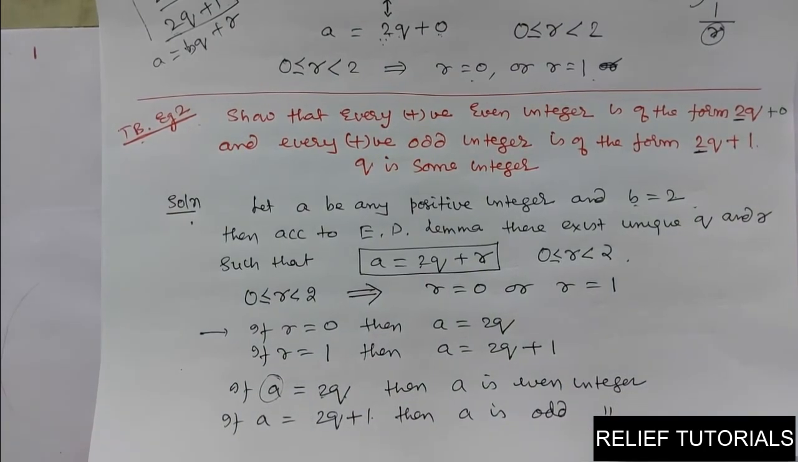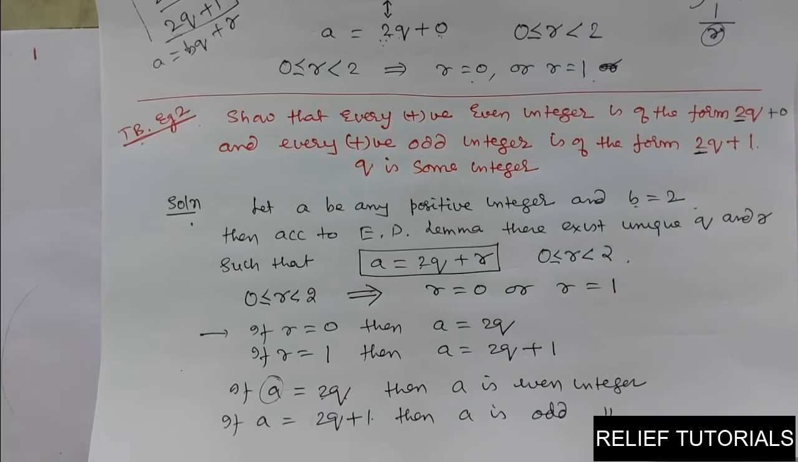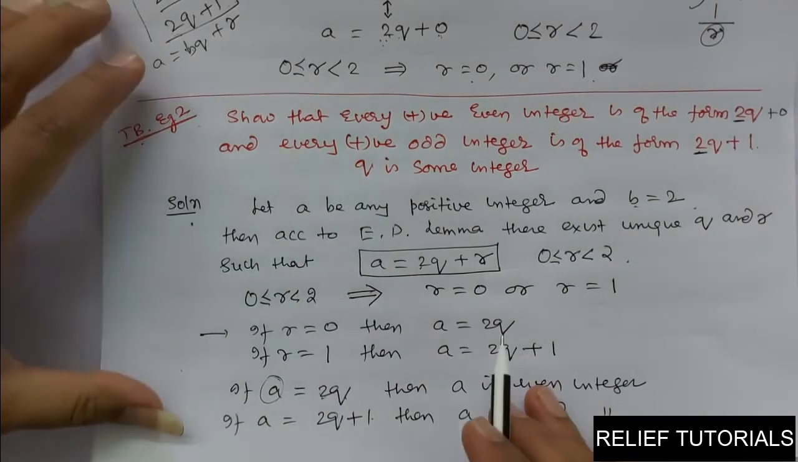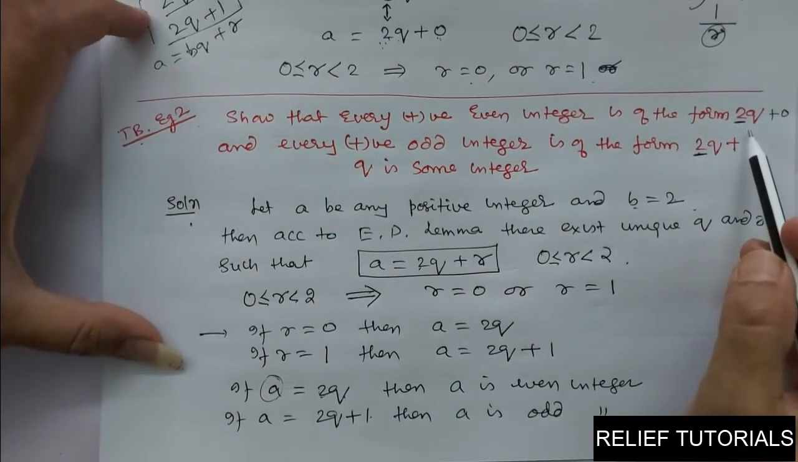Have you got it, friends? Nothing you have to do. See, we will do a few more problems. You will get practice and you will get accustomed to this. Nothing you have to do. You look at these two numbers.